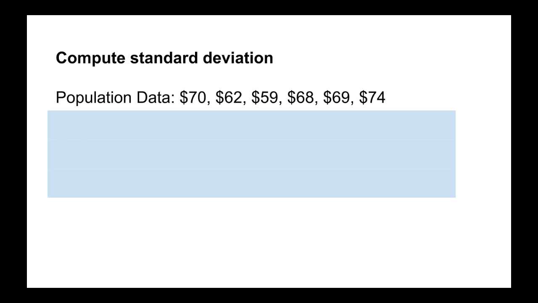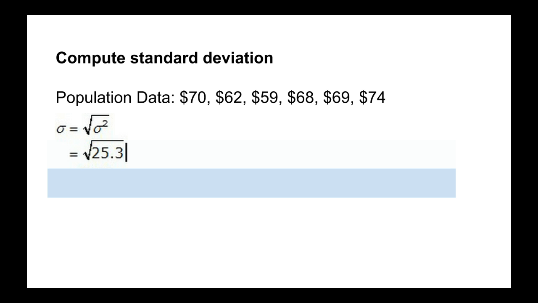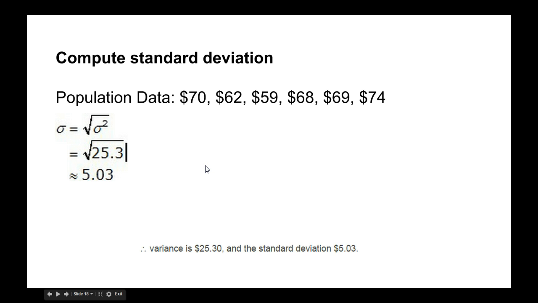Now, next step is we're going to compute the standard deviation. Remember that we have a variance of 25.3, and our standard deviation for the population is going to be sigma. So sigma is equal to the square root of sigma squared. We're going back to grade 10, ladies and gentlemen. And here we have 25.3 as our square value. And we conclude by stating that our variance was 25.30, and our standard deviation is $5.03.